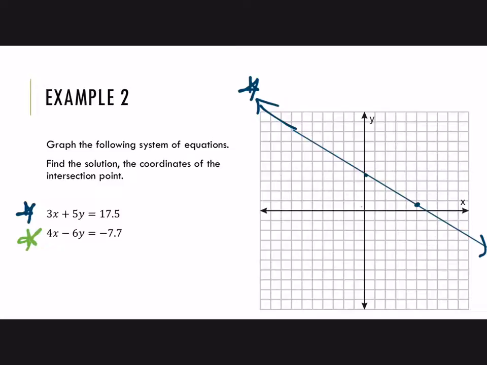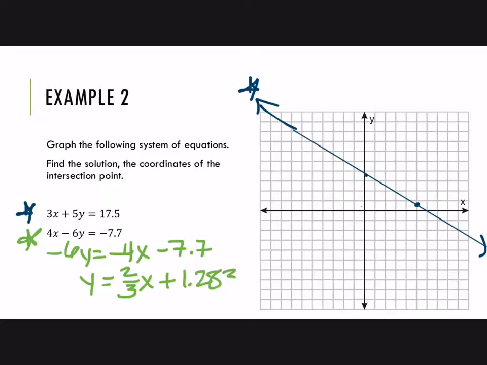So same thing, I can change this to y equals mx plus b form. So first I'll subtract 4x, and then divide by negative 6, and I get 4/6 x, which is 2/3 x. Okay, and then negative 7.7 divided by negative 6 is 1.283 repeating. And since we're just looking for a graph here, I'm not going to worry too much about the fact that this isn't an exact decimal or a fraction.